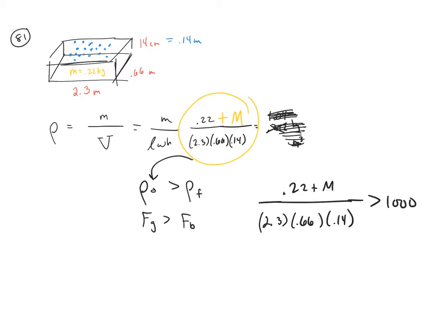So let's take this decimal, 2.3 times 0.66 times 0.14. Let's get a number for that. Multiply it up, and then subtract the 0.22. Okay? And you'll get a mass value there. What does that come out to be for a mass? 212.34.